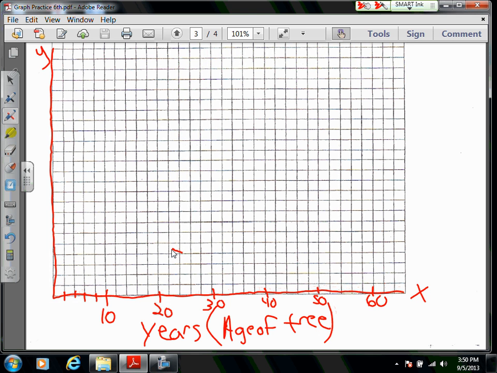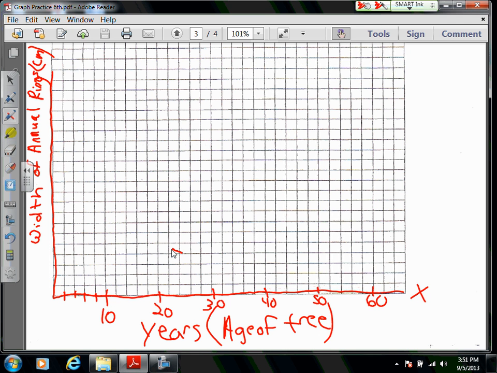Next thing we need to do is label the y-axis. Now the y-axis again is the dependent variable, and in this case is the width. You always write upward like this, width of annual rings, and you want to put the unit. The unit in this case is centimeters. So we're going to put the unit here like that. Now we have to think about how we're going to number the y-axis.